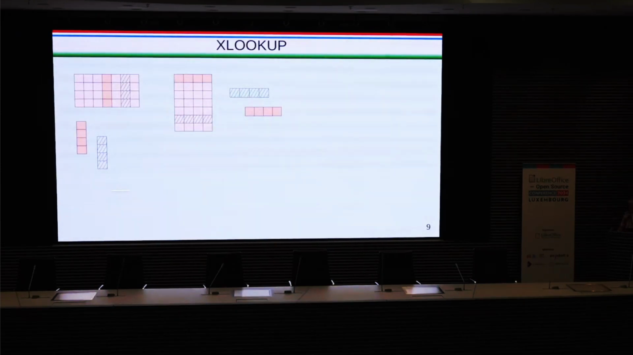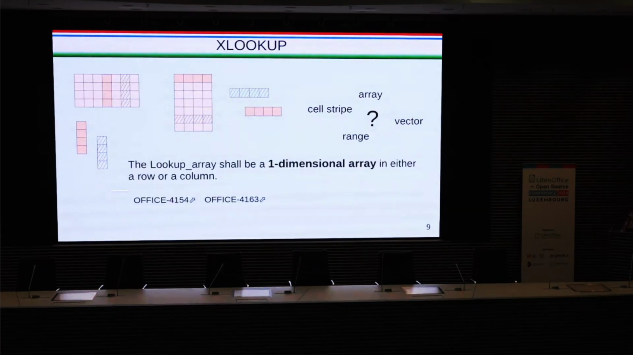For the ODFTC, there was a problem. How do we name these arrays? You can use the terms array, vector, range, cell strip. At the moment in this text, we use the term one-dimensional array because the term array is already defined. However, we are considering to change to the term vector. But for that we need to define what a vector is.